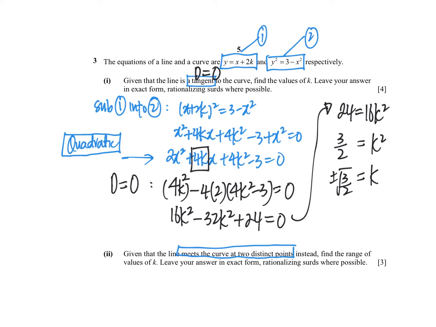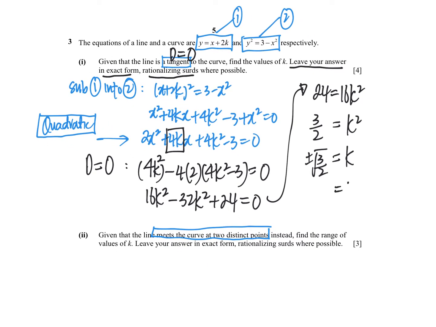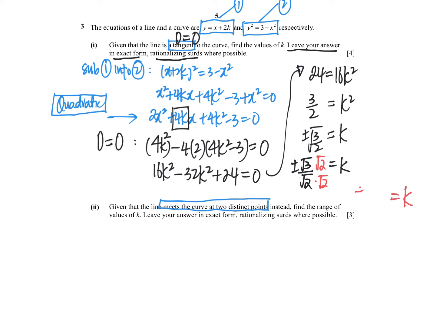But the question says, leave your answer in exact form. When they say exact form, it means surd. Okay, but they say you need to rationalize your surd where possible. So if you look at this, you can actually split the answer as root 3 over root 2. To rationalize a surd means the denominator cannot have a surd. So times root 2 over root 2. So your final answer is plus minus root 6 divided by 2. So that's the solution. Okay?